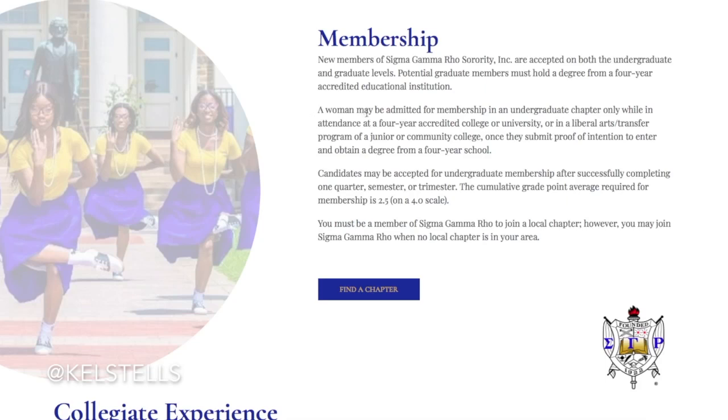On this page, we have the membership requirements for undergrad. It's talking about potential graduate members as well as undergraduates, so make sure you look at that. And then that find a chapter link is right there for you to click again. I'm just going to go back through it just so you guys can get a better view in a second. And it's also talking about how you can join at a local chapter if Sigma Gamma Rho is not in your area. And we've talked about that with regional membership.